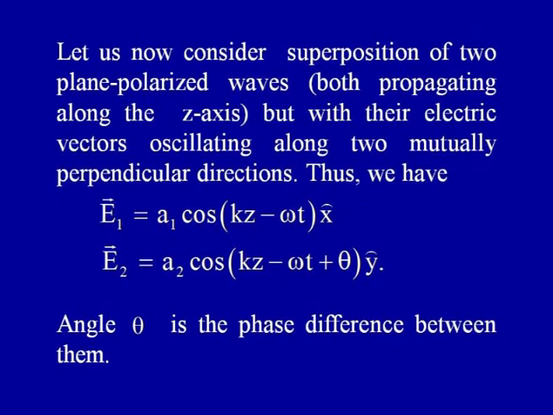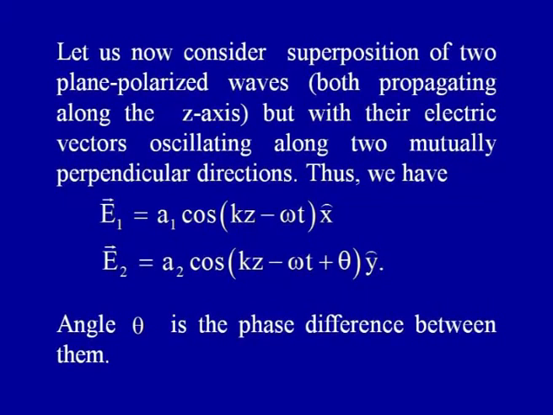We observe that the resultant is also a plane polarized wave with its electric vector oscillating along the same direction, along the x axis. Let us now consider superposition of two plane polarized waves, both propagating along the z axis, but with their electric vectors oscillating along two mutually perpendicular directions. Earlier they were along the same direction, now they are mutually perpendicular, say along the x axis and along the y axis. Remember, both the waves are propagating along the z axis.